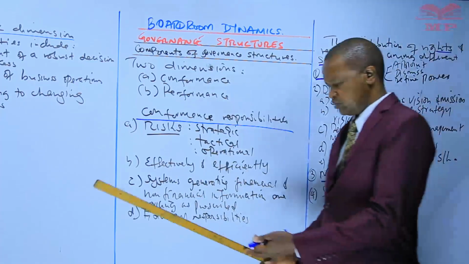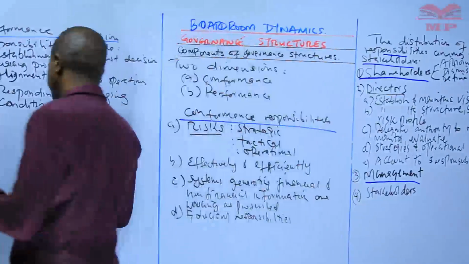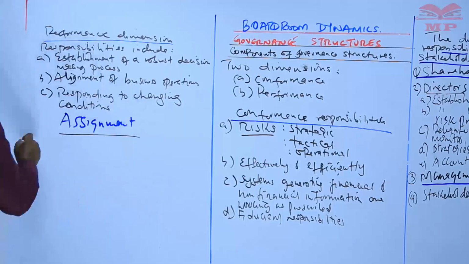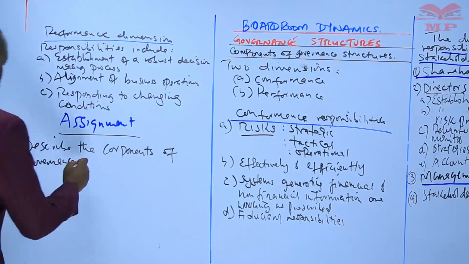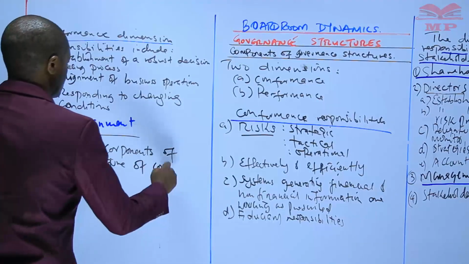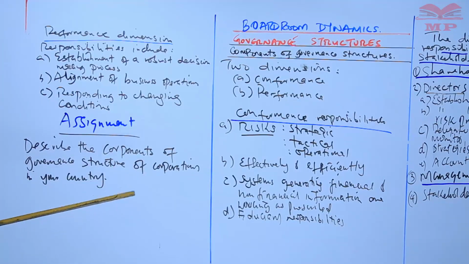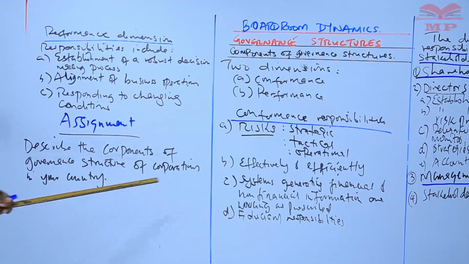Thank you for attending today's lesson. I'm going to give you one question here for your assignment. Describe the components of governance structure of corporations in your country. That is your today's assignment.